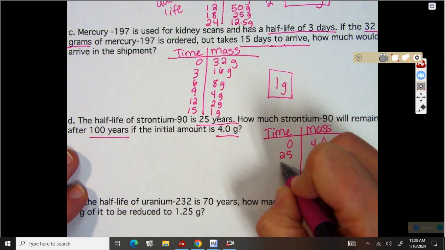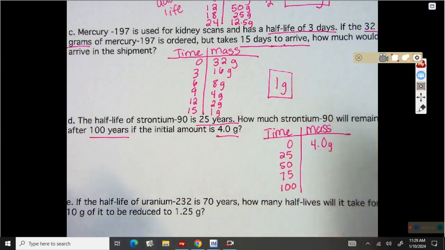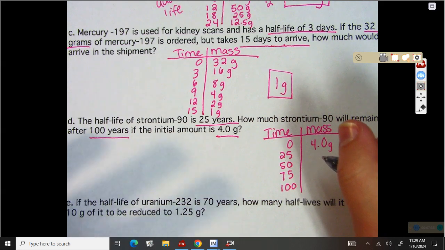25 plus 25 is 50. 50 plus 25 is 75. 75 plus 25 is 100. Just be sure you don't think you're multiplying here. We are just adding our half-life every time. Or if it's easier to remember, just say count by that number.